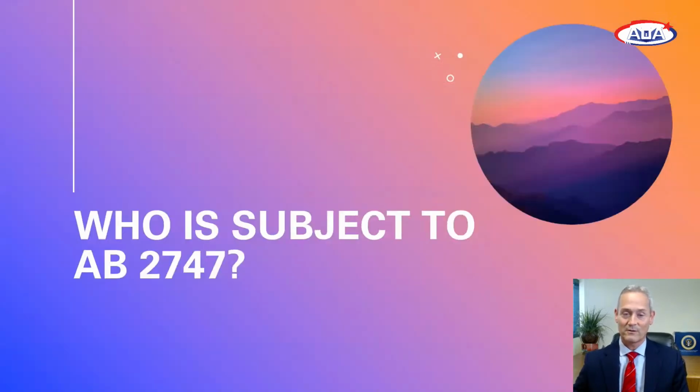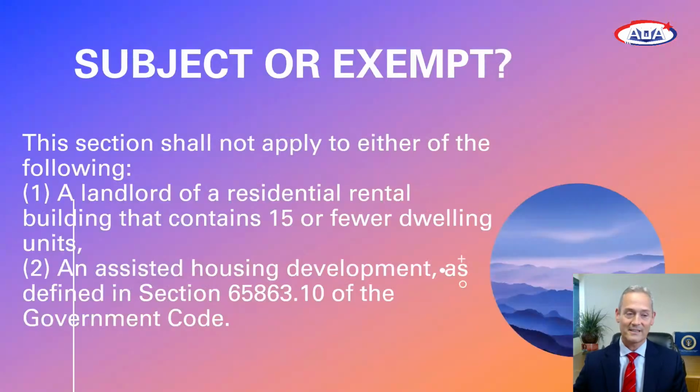And basically the first question we want to ask is, who's subject to this thing? We're just going to put out the law here for you. It says that this section shall not apply to either of the following. So these two it does not apply to. Landlords who have 15 or fewer units. So if your one property has more than 15, say one 16-unit building, it's not adding them all up across 5 different properties. It's one building. So if you have 15 units or less, you are exempt.